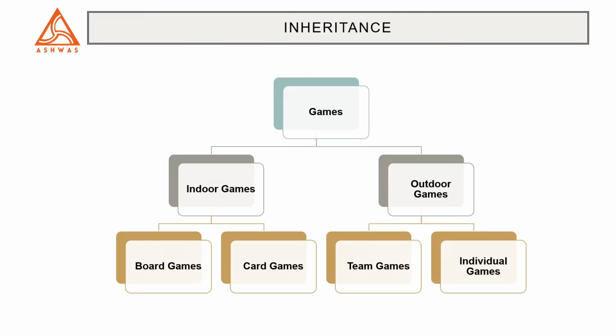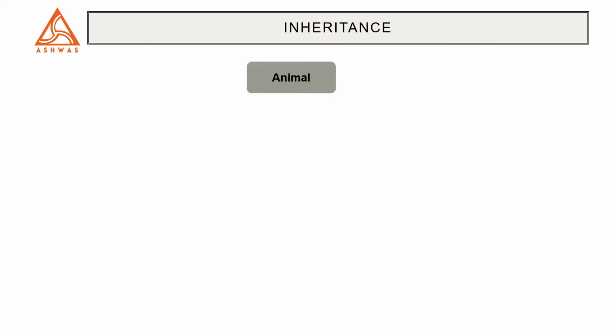The parent and child need to have an is-a relationship. The child is a type of parent. So, indoor games is a type of games. Team games is a type of outdoor games, which in turn is a type of games. Let's talk more about the hierarchy to understand inheritance better.